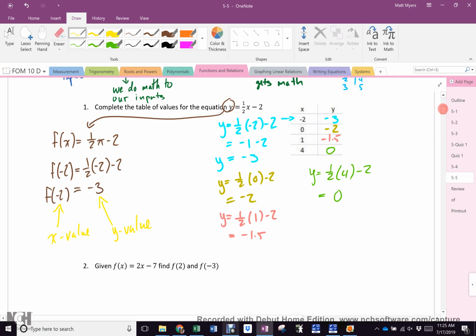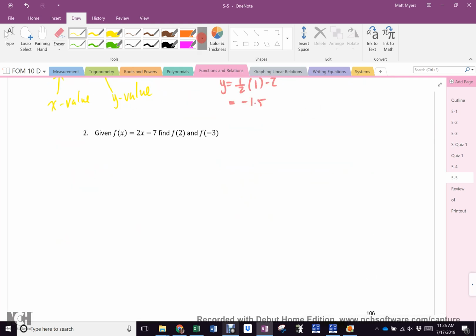So let's look at our very next one here. You see this, but you know that if this was grade 9, this is the same as y equals 2x minus 7, right? But you're not going to see it written that way anymore, very rarely. You're going to see this, but nothing changes. What did the x become here? 2. What did the x become here? -3. So this is just like doing the input of 2 and the input of -3.